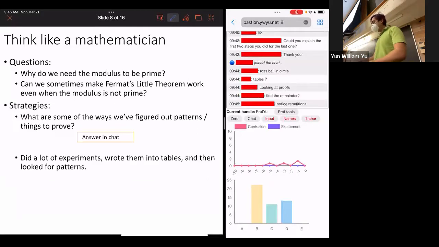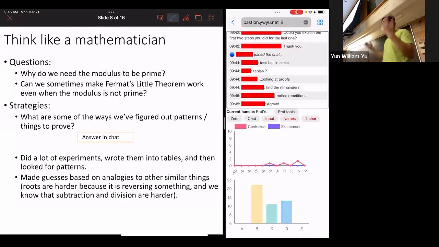Well, yeah, noticing repetition. So we did a lot of experiments. We wrote them in tables. It doesn't have to be tables. We wrote them all down, and you're like, well, what's going on here? You try to notice things that happen, and then once you've noticed them, you're like, well, maybe this is a general trend. And another thing you can do is make guesses based on analogies to other similar things.